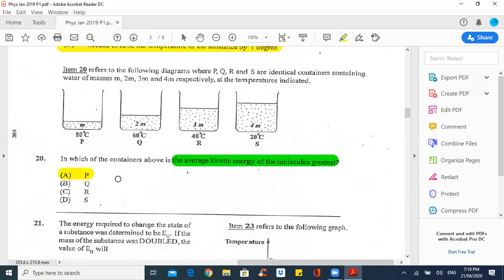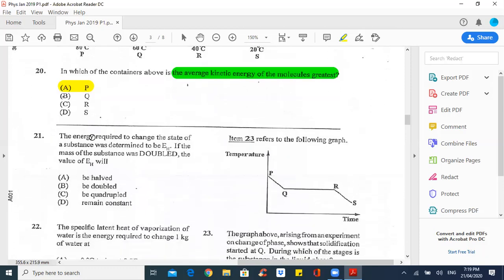All right, number 21. The mass and the energy required to change the state of a substance was determined to be E H. So E is equal to M L V. If M is doubled, E is equal to M multiplied by L V or L F. So if M is doubled, then E is going to be double as well. So your answer is B, it's going to be double as well, right?